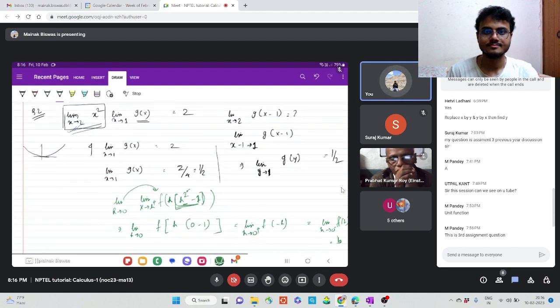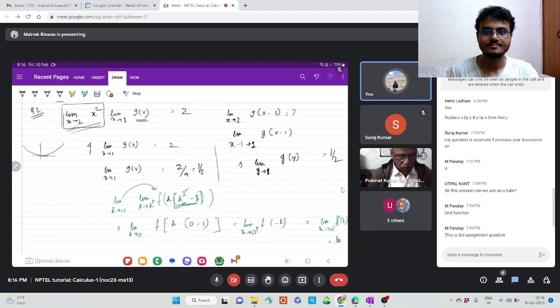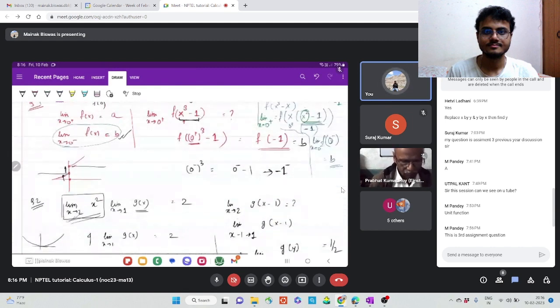What I have done is I have put the value of h here to be 0 and I have got minus h. So which is nothing but limit of 0 minus of f of x, which is by definition b.